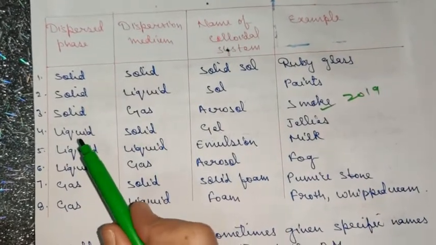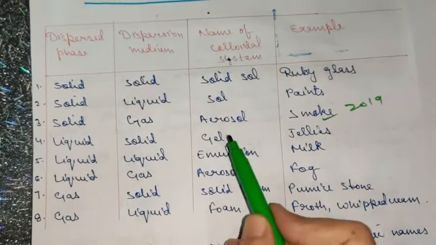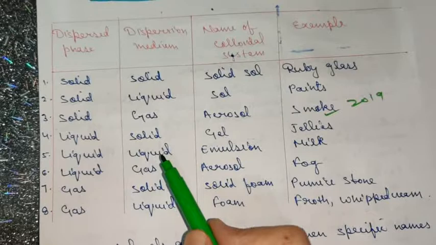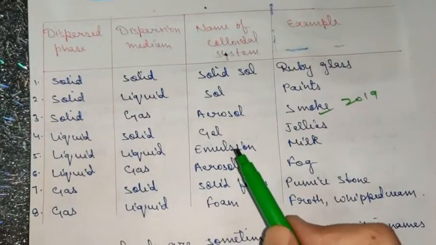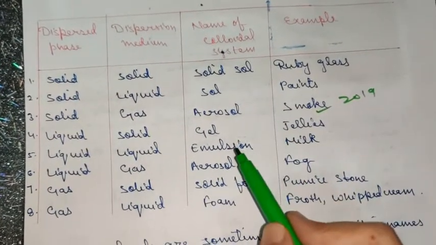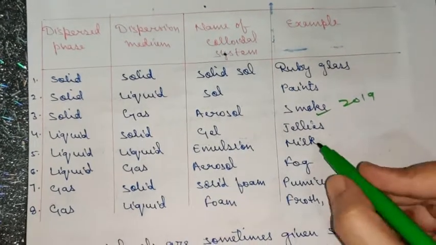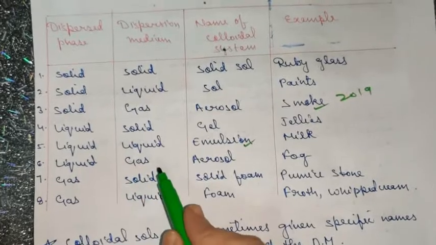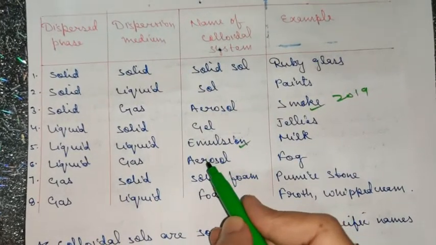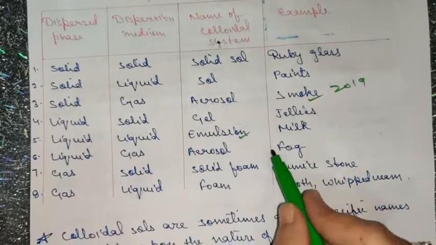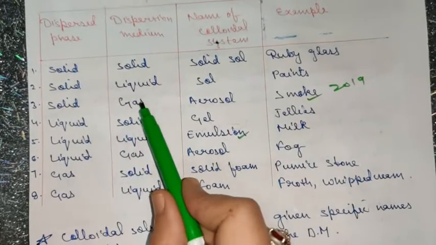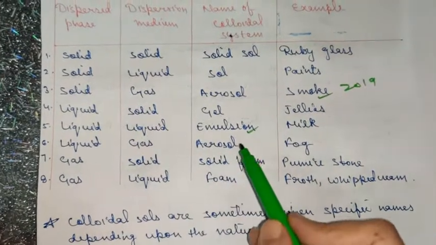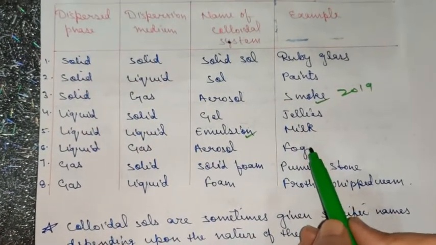Then the fourth one is liquid dispersed in solid, which is known as gel. And the example is jellies, which is very simple. Liquid dispersed in liquid, example is emulsion. Sorry, the name of this is emulsion, and the example is milk, a very important category, children. Again, please remember this. Then liquid dispersed in gas will give you aerosol. This is also known as aerosol, and the example is fog. Both. That is, when solid is dispersed in gas, this is also known as aerosol. When liquid is dispersed in gas, then it is also known as aerosol. And in this case, the example is fog.